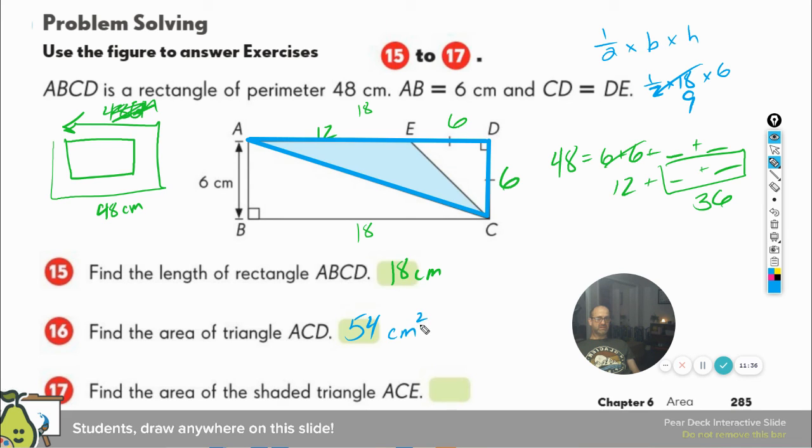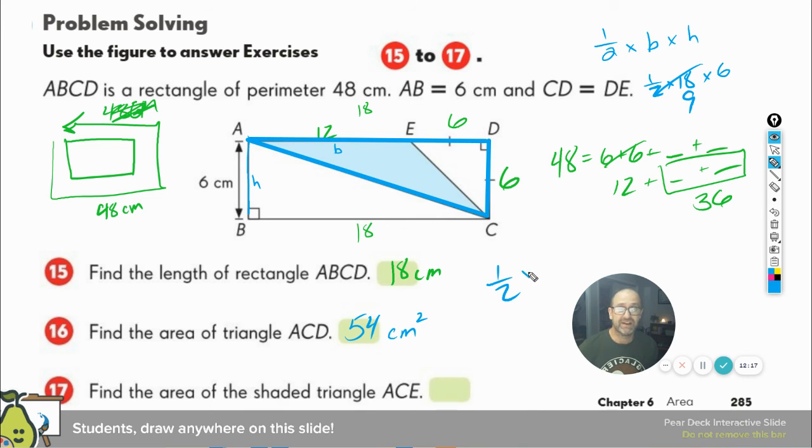centimeters squared. Now, for finding the area of the shaded triangle ACE, it's 1/2 and ACE. What do you think you want to use for the base? Do you want to use AC? Do we have anything at a right angle to AC that serves as our height? No. What about EC? Do we have anything at a right angle to EC that can serve as our height? No. What if I use AE as our base? Can I then use this measurement as my height?